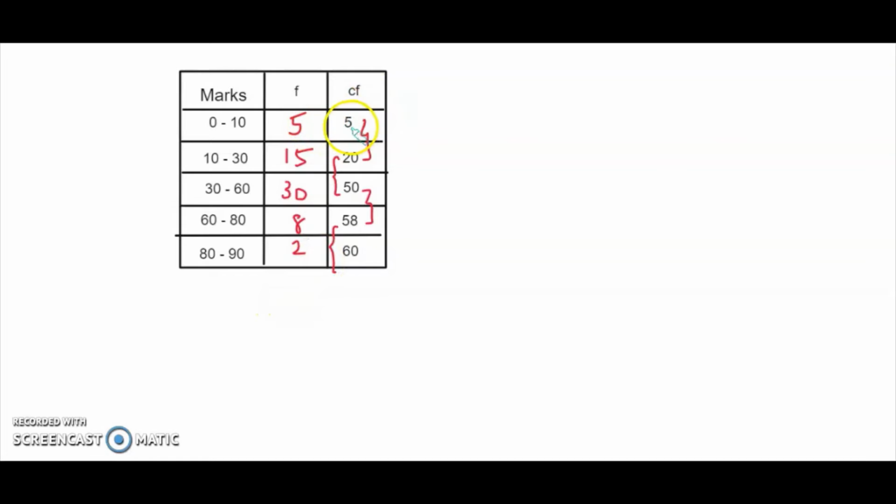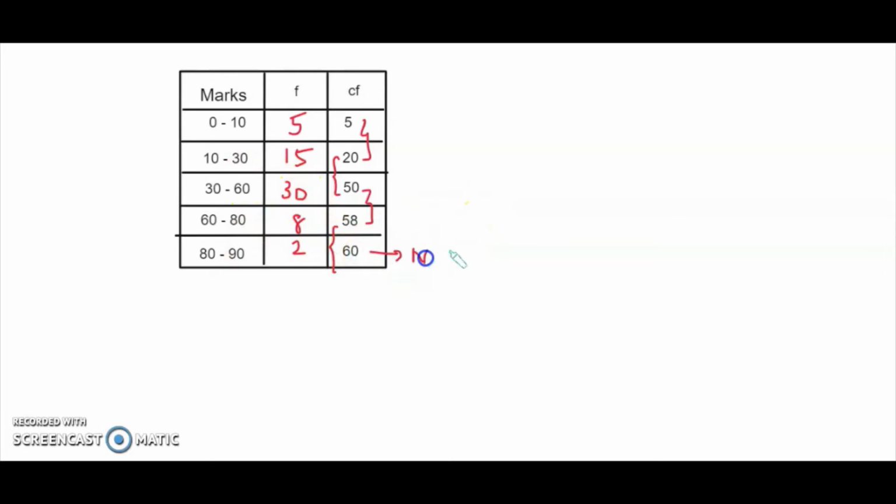Again, keep the 5 as 5, 20 minus 5 is 15, 50 minus 20 is 30, 58 minus 50 is 8, and 60 minus 58 is 2. One thing is you need to note the class interval. 0 to 10, the class length is 10. 10 to 30, the class length is 20. 30 to 60, the class length is 30. Then again, it is 20 and then 10. So there is a sequence, there is a pattern. So we will not change it, we'll keep it as such. The class length is differing as 10, 20, 30, then again 20, 10. So we'll not disturb it, we'll keep it as such.